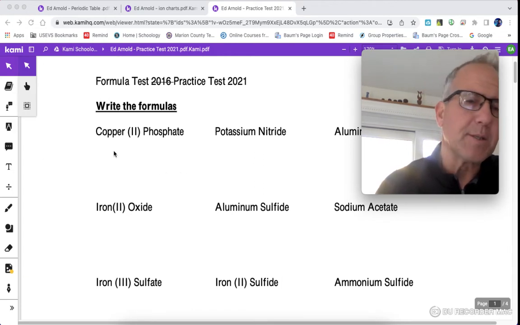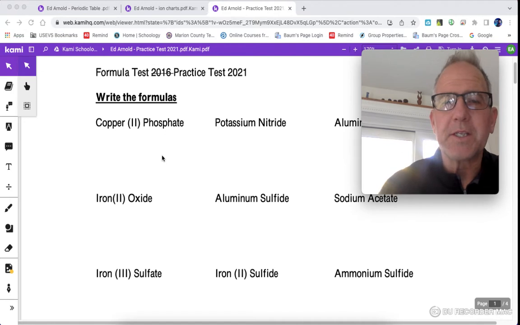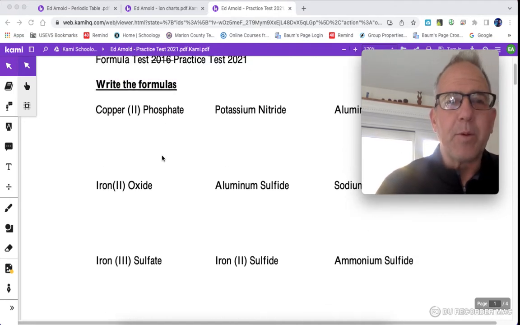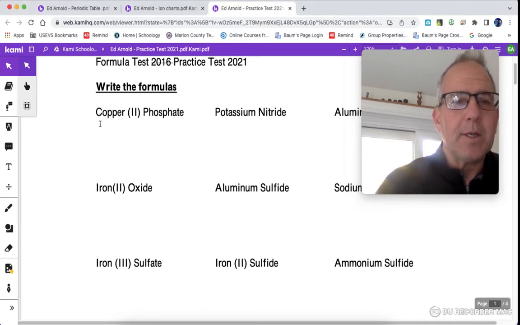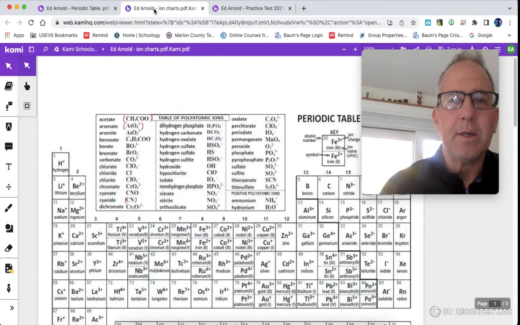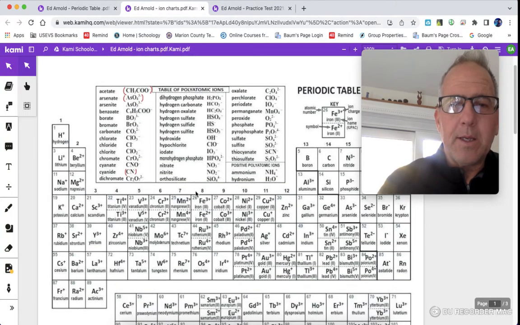Okay, let's get started. So the first section is write the formulas. We're going to write these formulas using the ion chart. So we have copper 2 phosphate. If you go into your ion chart and find copper 2, which is right here, copper 2 is Cu plus 2.